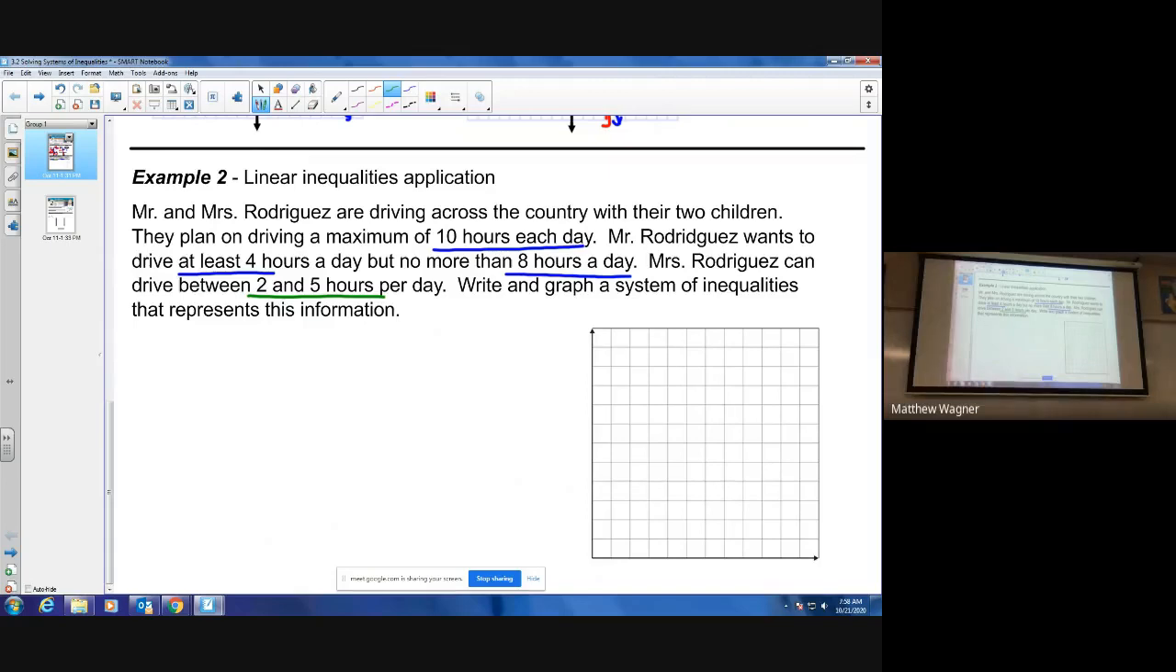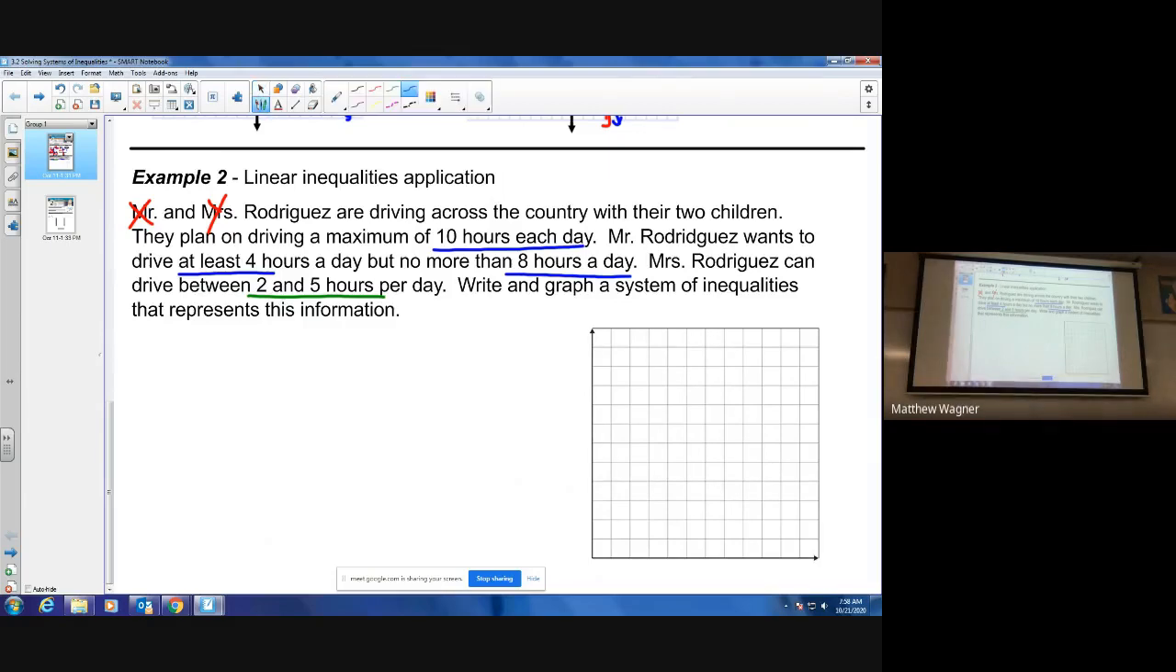We want to write a system of inequalities based on these. Well, let's let Mr. Rodriguez be X and Mrs. Rodriguez be Y, and let's come up with some equations that can help us plot and graph this situation.